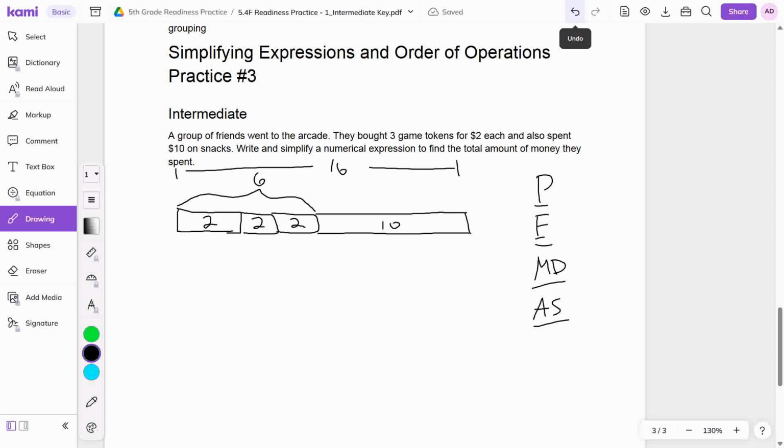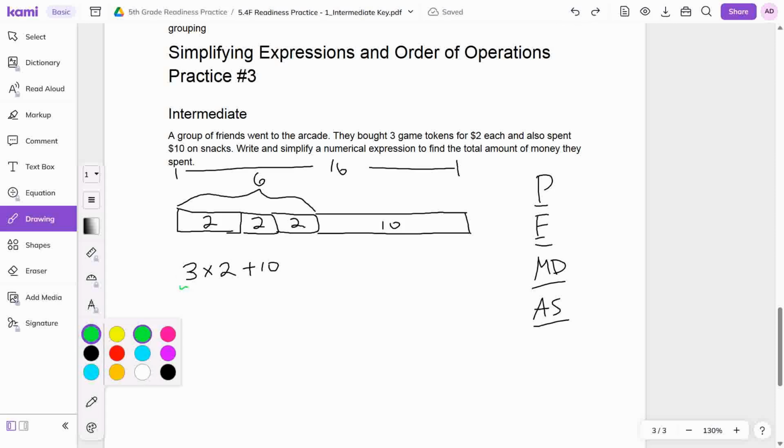Well, we have 3 sets of 2, so that means 3 equal groups of 2. And then we also have that 10. Now, we don't necessarily need to do any parentheses. We can if we want to, but we're going to always multiply first. And so if you included parentheses, that's fine, but that's not really necessary because the order of operations already tells you that you have to multiply before you add.